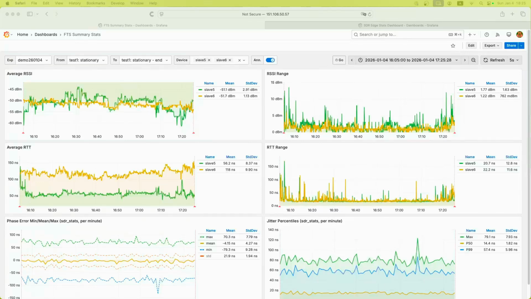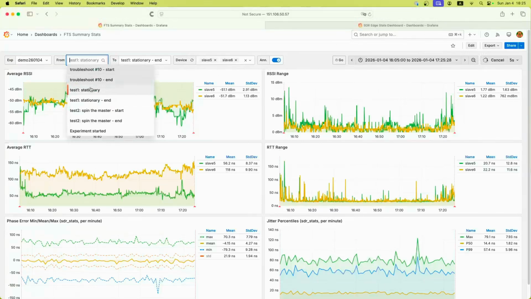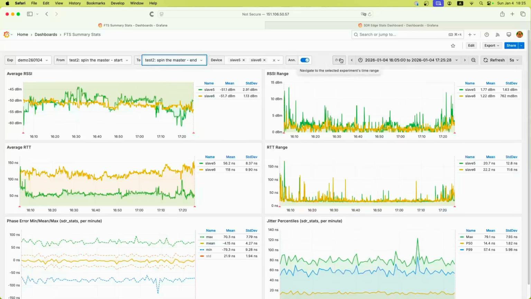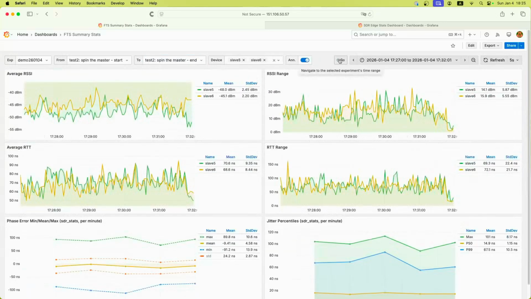Now I will switch to second test. You can see metrics have barely changed. Jitter grew from 22 nanoseconds to 24. P99 grew from 57 to 67. And maximum grew from 80 to 100 nanoseconds.